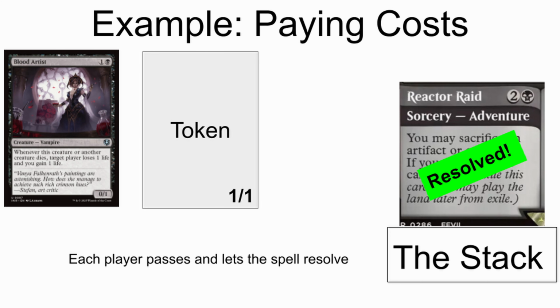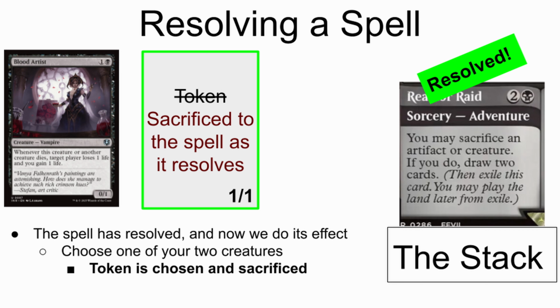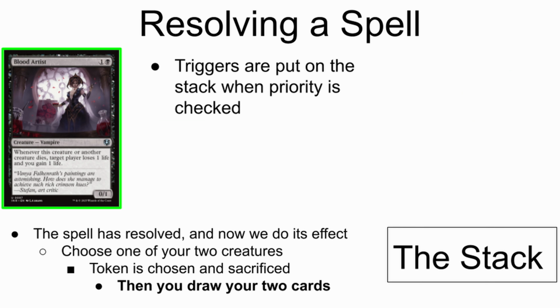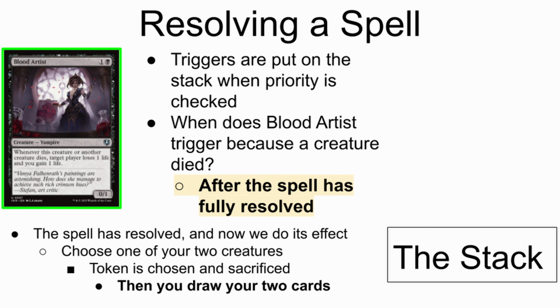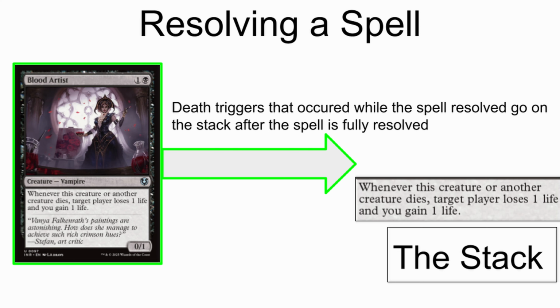Now when the spell is resolving is when you decide which creature to sacrifice. If you do sacrifice your token, the creature dies right now as part of resolution, and you draw 2 as the spell continues resolving. Blood Artist triggers here because a creature died, but triggers created during resolution wait until the spell finishes resolving to go on the stack. After Reactor Raid is fully done resolving and you've drawn your cards, death triggers are put on the stack in APNAP order.